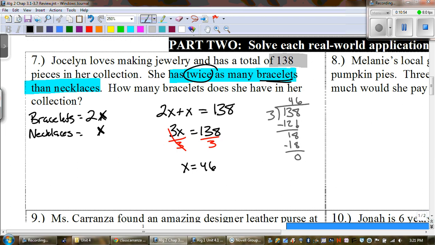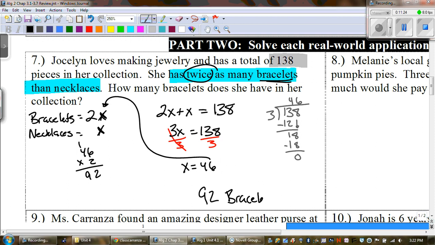But what are they looking for? They want bracelets, guys. Okay, so bracelets, we have to take our number and plug it in. So 46 times 2, I'm just rewriting it because it's not in your multiplication chart. 2 times 6 is 12, carry the 1. 2 times 4 is 8, plus 1, 92. So your final answer is 92 bracelets.